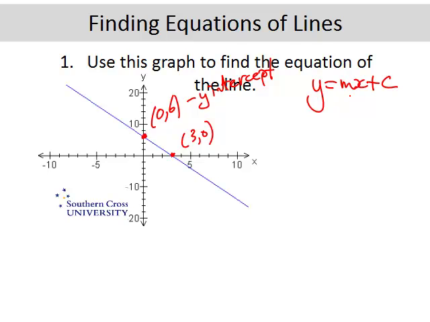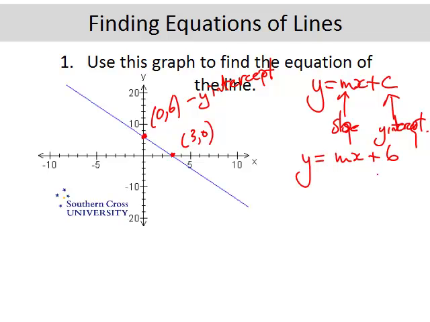Alright, our equation y equals mx plus c. This part here is the slope, and this part here is the y-intercept. Okay, so we've already got part of our equation. We've got y equals mx plus 6 already. So let's go and work out the slope.